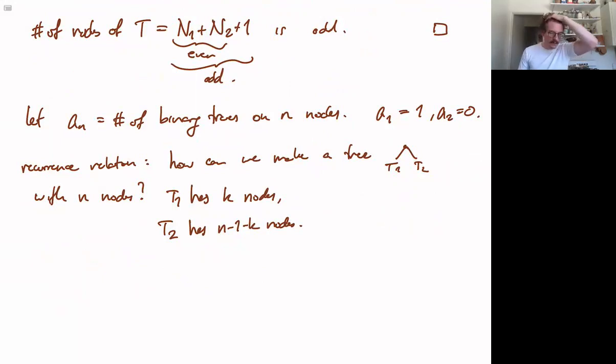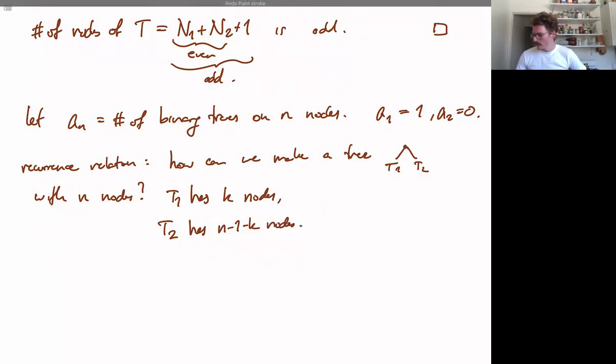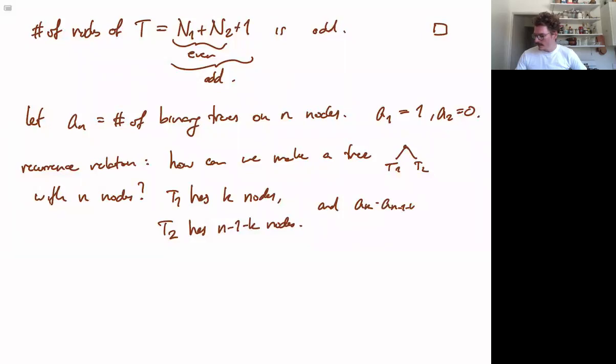So how many trees can we make this way? Well, we can choose any tree with K nodes for this side, and any tree with n minus 1 minus K nodes for this side. So there are a_K times a_(n-1-K) ways to do this.